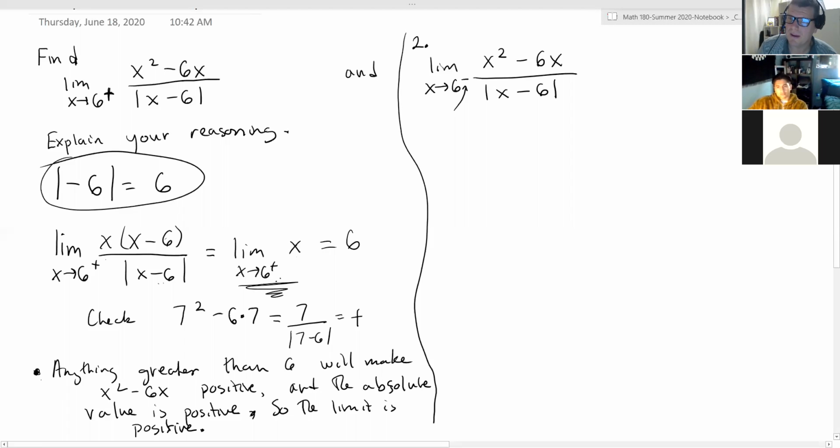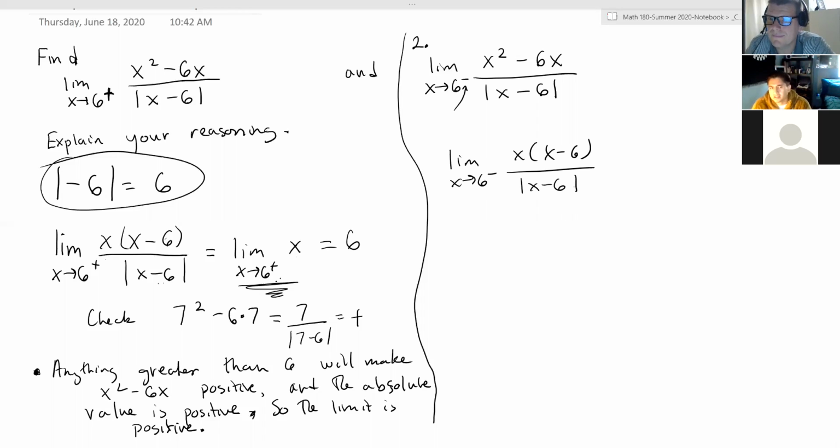You want to work through that with me? Yeah. Okay. So same thing, you take out the x from the top. So you'll have x minus 6, and then you'll have the x on the outside. Bottom, you have x minus 6. And so in this case, you would do the same thing, cancel the x minus 6 and the x minus 6 on the top.